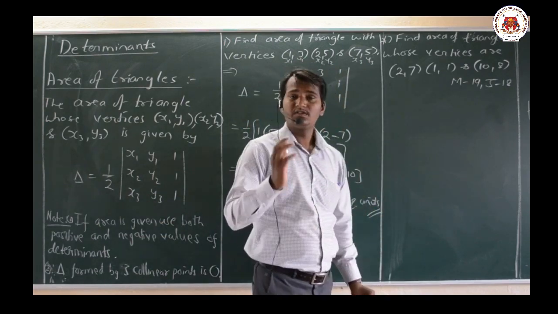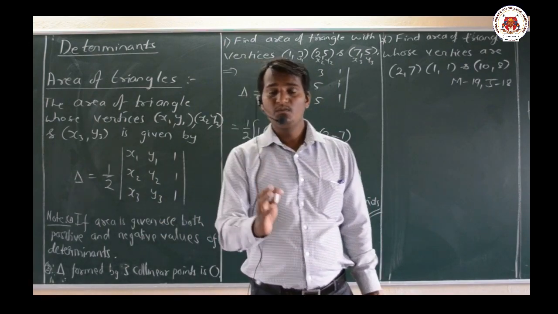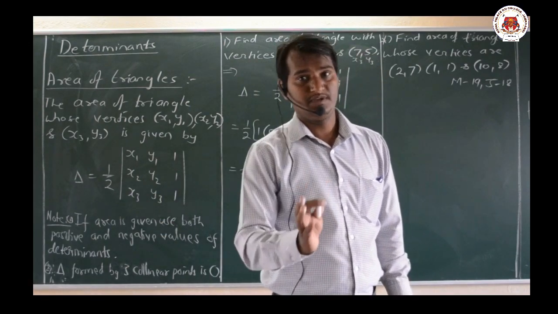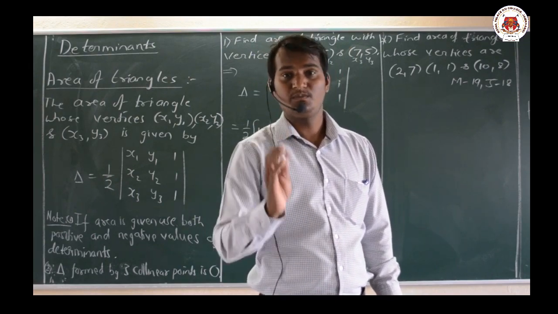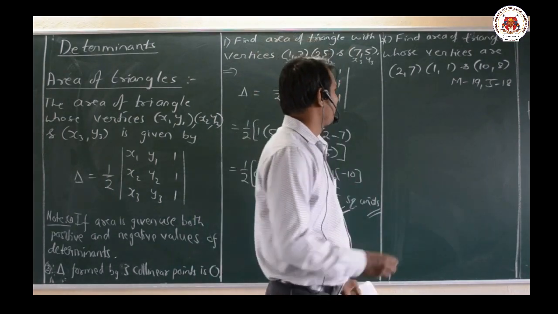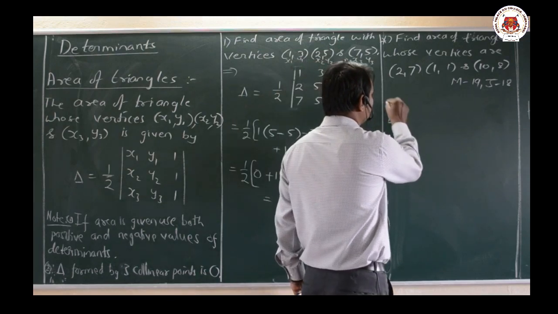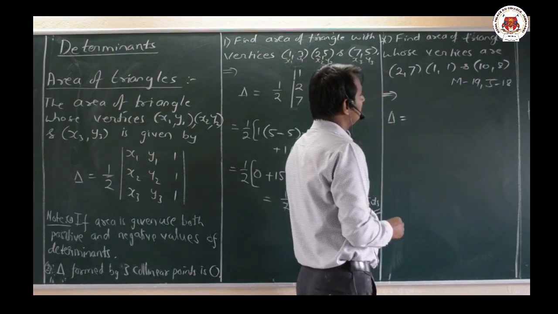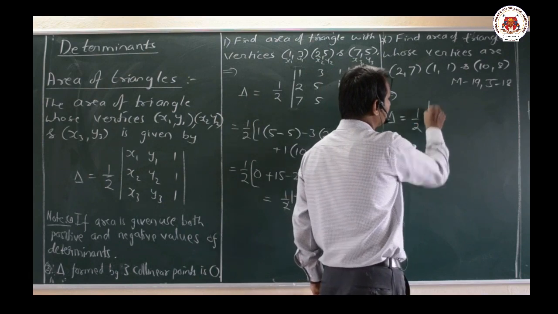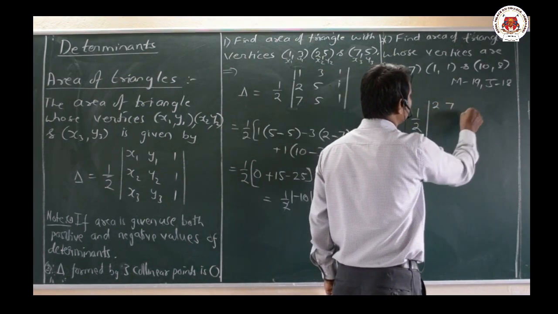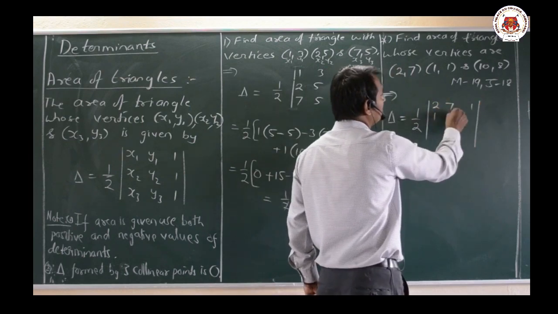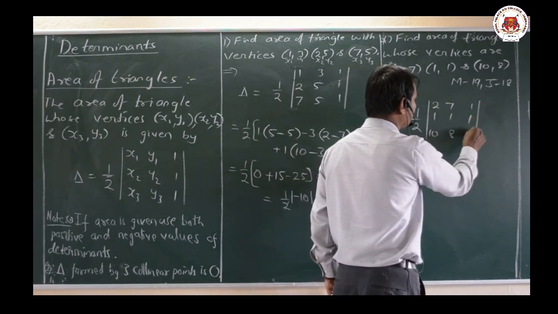Dear friends, on this particular topic, a compulsory 2 marks, 1 question will be there in your examination. So don't lose these 2 marks. These 2 marks are always in your pocket. Okay, fine. So now delta is equal to 1 by 2 into the determinant with rows 2 7 1, then 1 1 1, then 10 8 1.